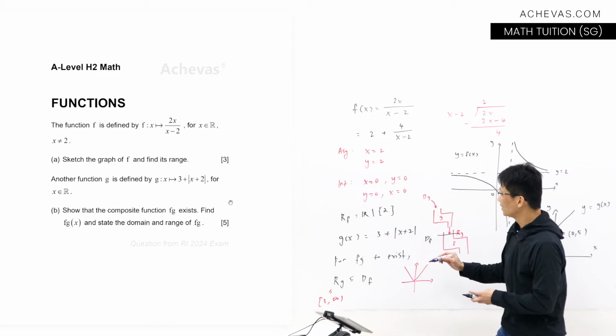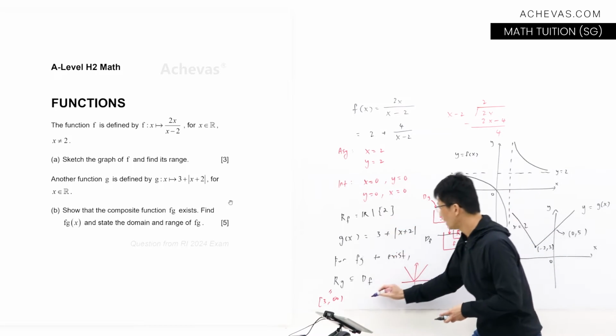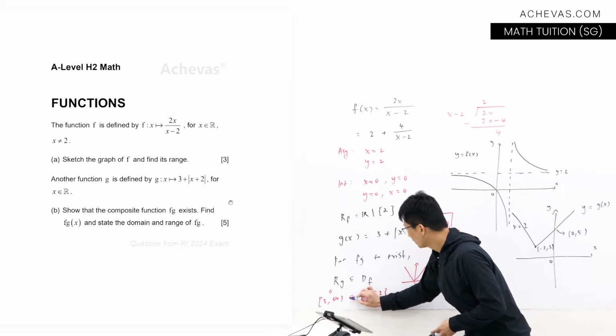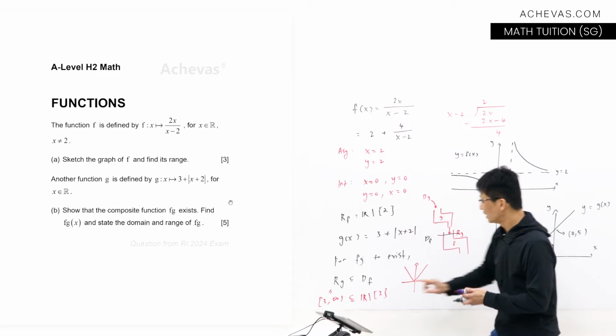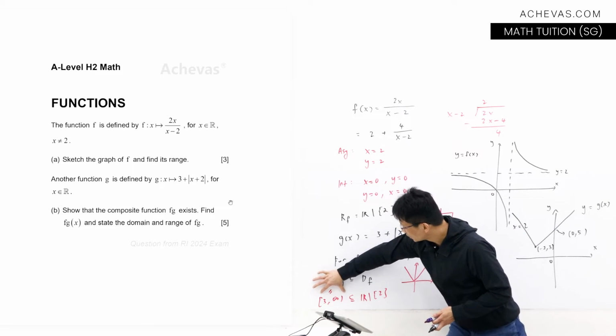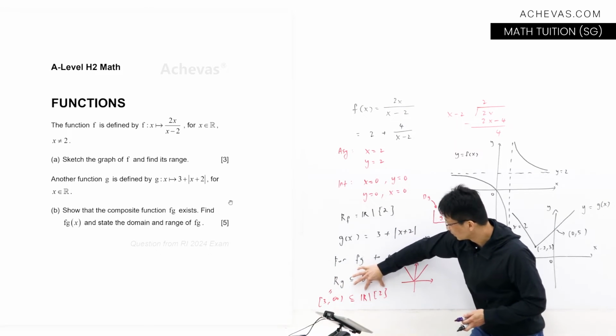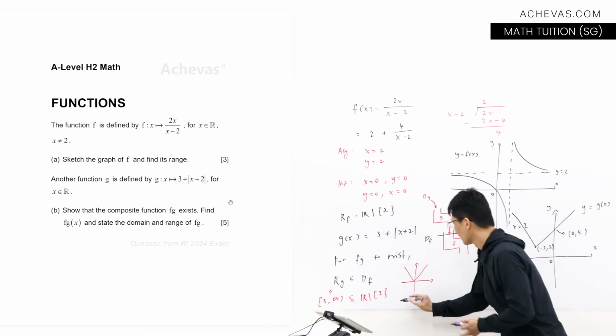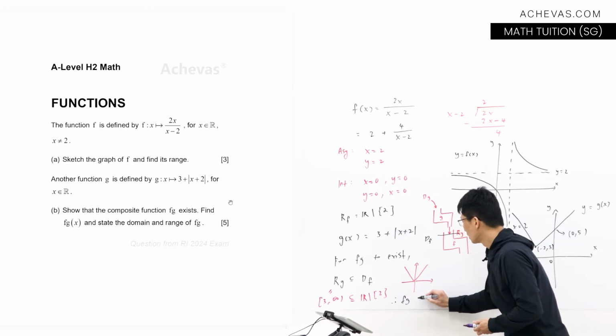The domain of f is given to be all real values except for 2. So therefore, we can see that this particular region here will all be fully contained within this. So therefore, the composite function fg exists.